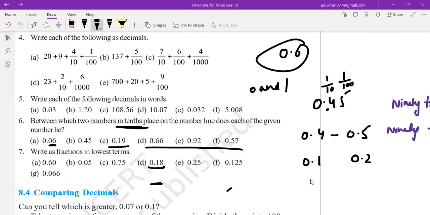Okay. Same for Abu Bakr? Yes, ma'am. And here? 0.9 and 1.0. Okay. Good. Abu Bakr, same? Yes, ma'am. Okay. F1? First 0.5 to 0.6? Yes, ma'am. Okay, very good.